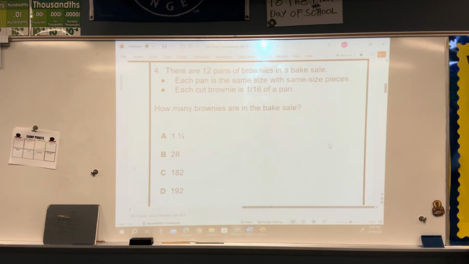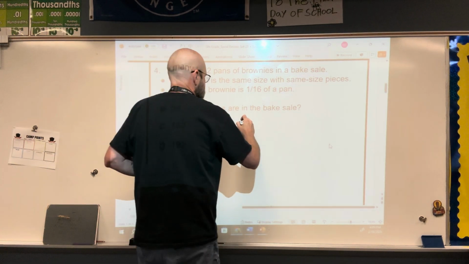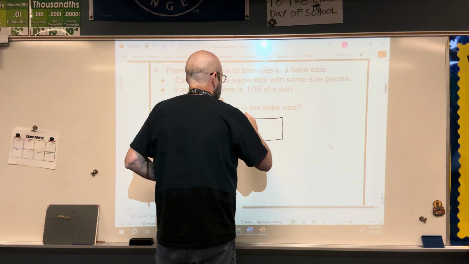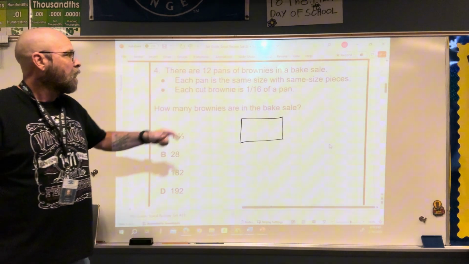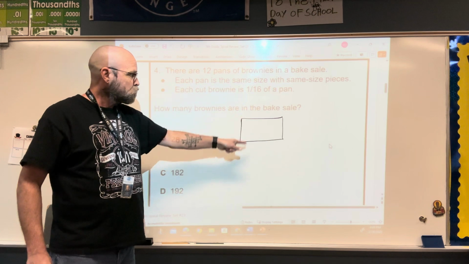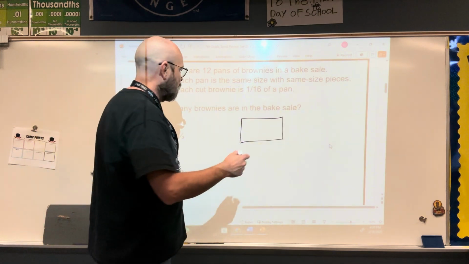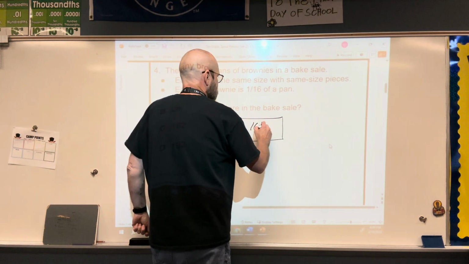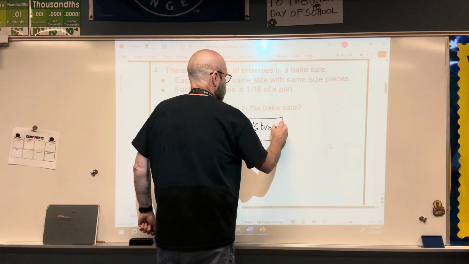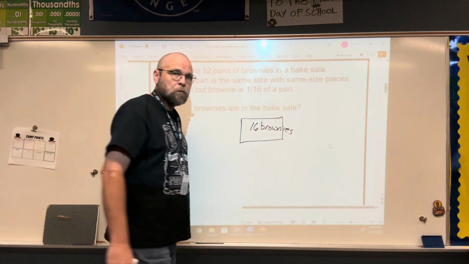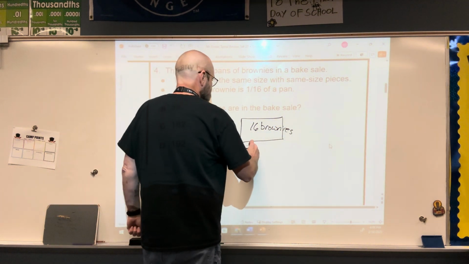There are 12 pounds of brownies in a bake sale. Each pan is the same size with the same size pieces. Each cut brownie is 1/16 of a pan. How many brownies are in the bake sale? So we have 12 of these pans. And each pan has 16 brownies in it. Each one is worth 1/16 of it. So there are 16 brownies in each pan, and we have 12 pans.